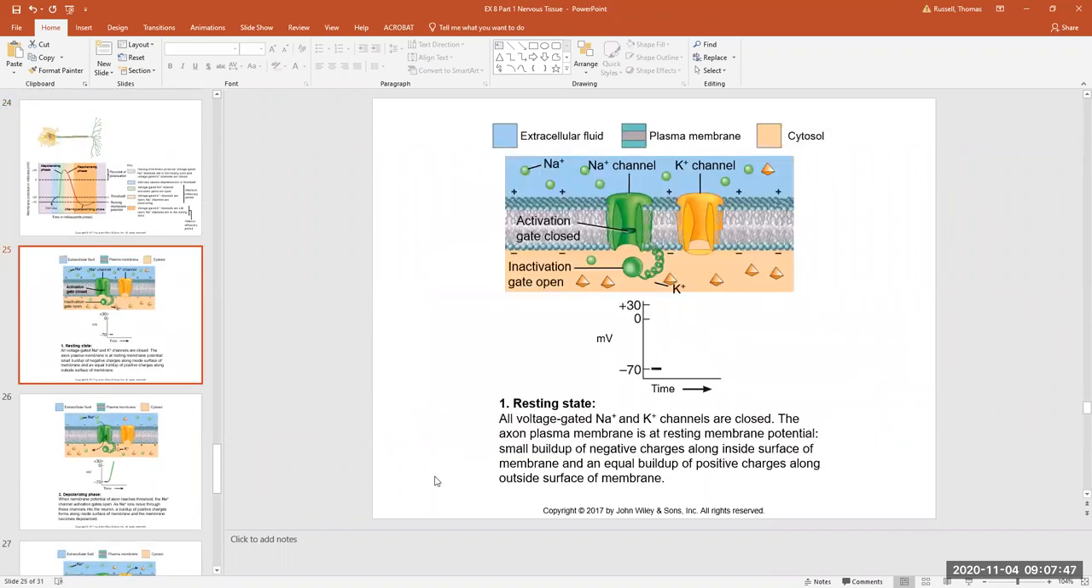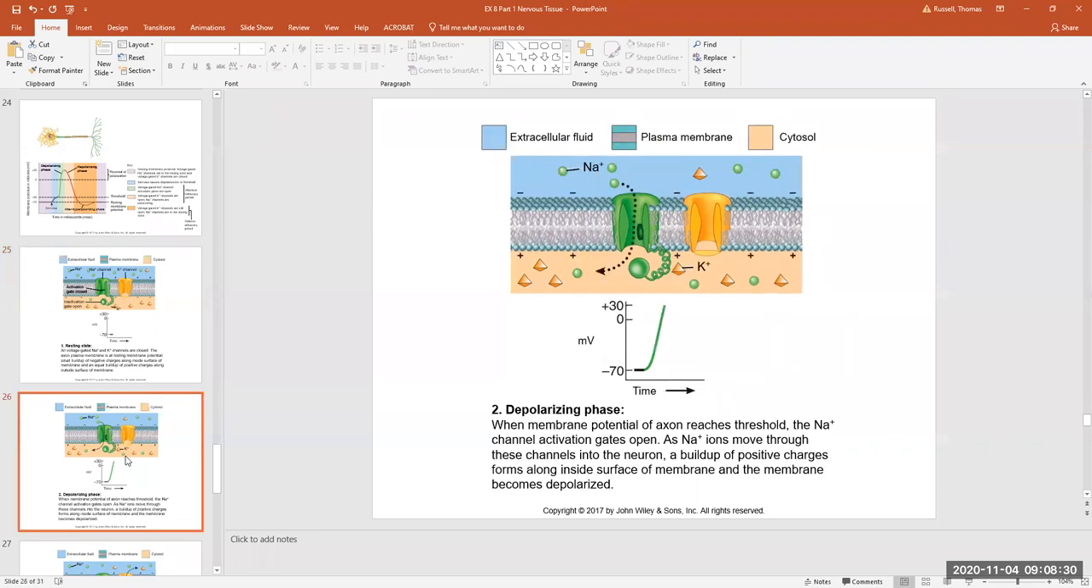Now, some of our ion channels have what we call an activation gate and an inactivation gate. Not all gated channels have this, but what you're looking at right here is a special voltage-gated sodium channel and a voltage-gated potassium channel. Right now, both of these channels are closed. No ions are moving through them. Sodium's not coming in. Potassium's not leaving. And look what we record on the number line, a minus 70. That's our resting membrane potential. This is called the resting state, when both of these channels are closed and no ions are moving.